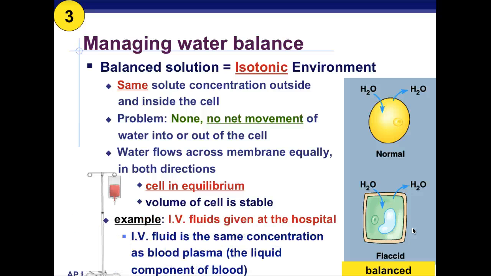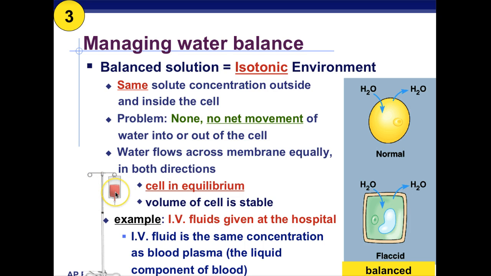An example of this are the IV fluids given at the hospital. So when you're given an IV bag, there's actually salt and other solutes dissolved in that IV bag. They're not actually giving you just plain fresh water. If they did give you plain fresh water into your veins, it would actually cause your blood cells to start to burst. They would take in too much water and they'd explode.